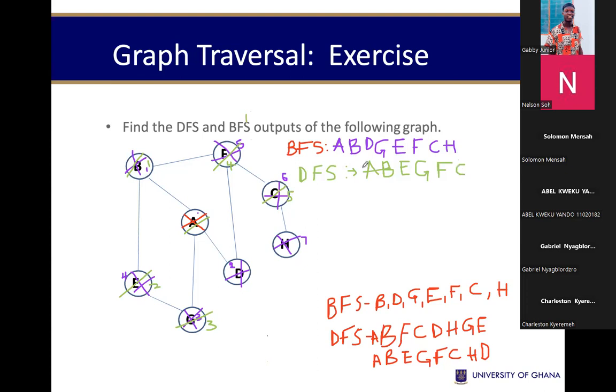Now, when I'm at C, I need to also check the next adjacent node of C, which is H. So this will be number 6. Okay, then this goes up, this goes up. Then about F, I can see that the next adjacent friend of F is D.